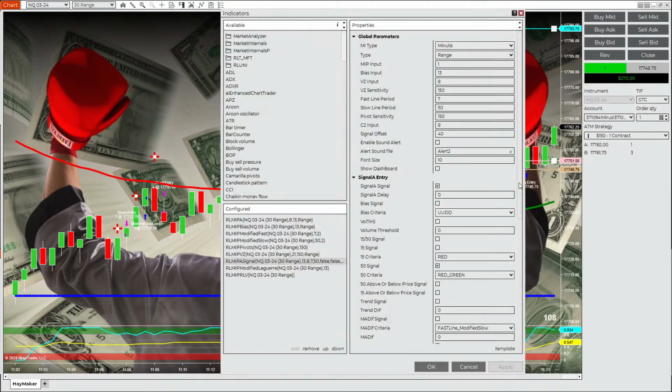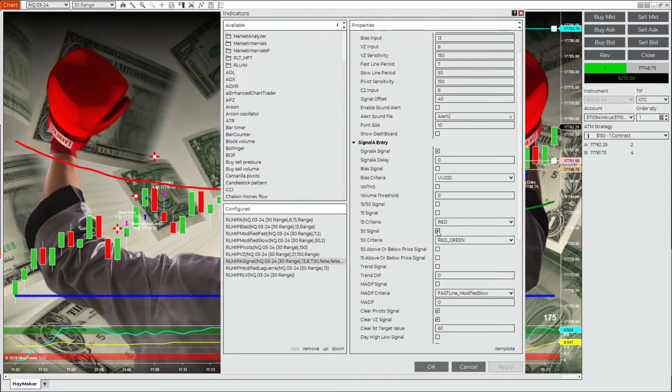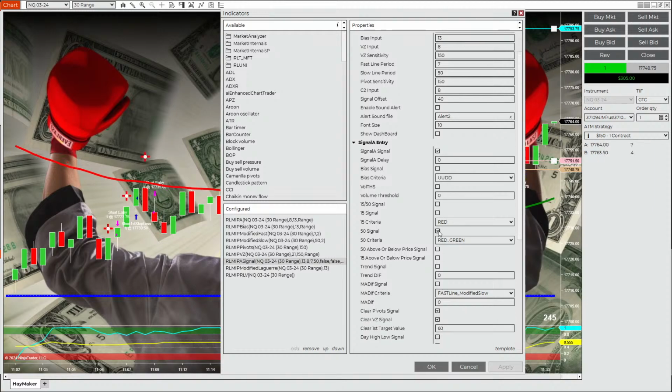I'll go into the cross and show you what I did. So here I've got the 50 enabled and red green. Again, means if the 50 is green, it'll take a long trade. If the 50 is red, it'll take a short trade only. Really, really great feature so that you can stay with the trend. Really, trade in the trend. This should say trade in the trend, because that's what it's doing.